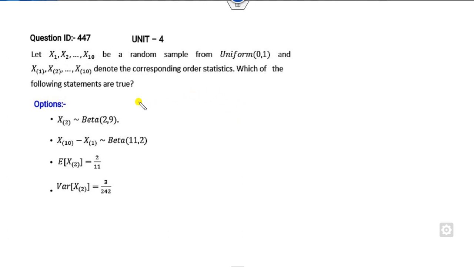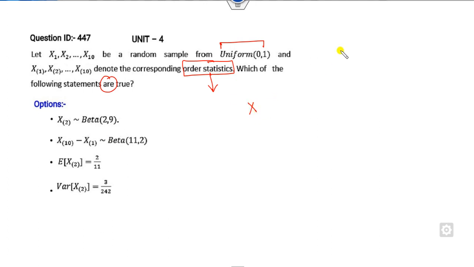Okay, which of the following statements are true? Which is uniform? This is related to order statistics. That's a very important lecture. You can see my theory lecture on order statistics. I already described the same example there. What is given to you?